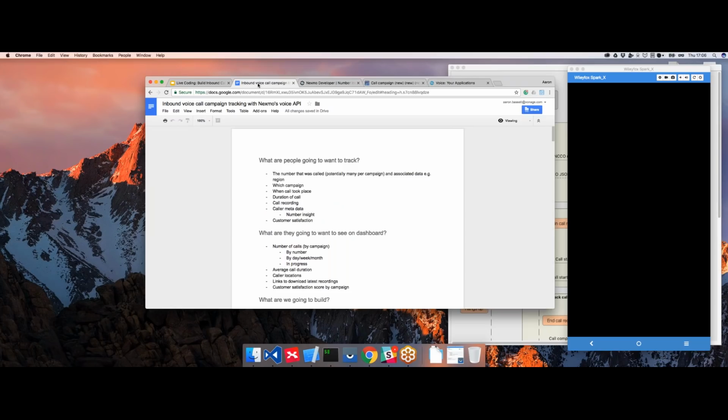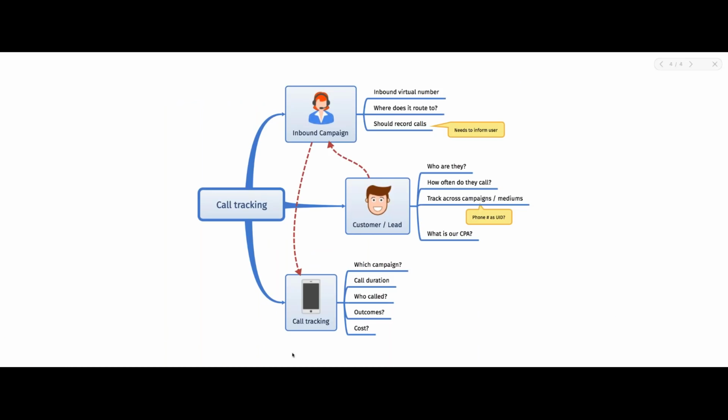What campaign is somebody calling about? When did the call take place? What was the duration of the call? What kind of metadata do we want to record about it? So I scribbled some notes about it first, did the usual mind mapping and things, looking at how do we track which campaign it is?